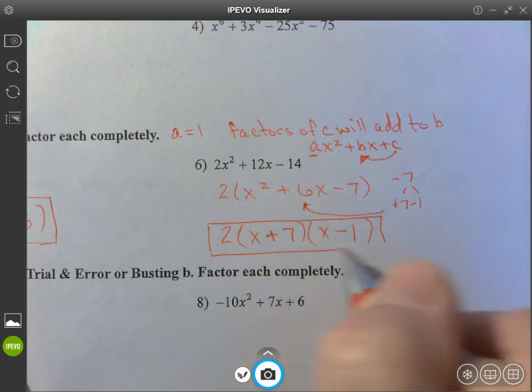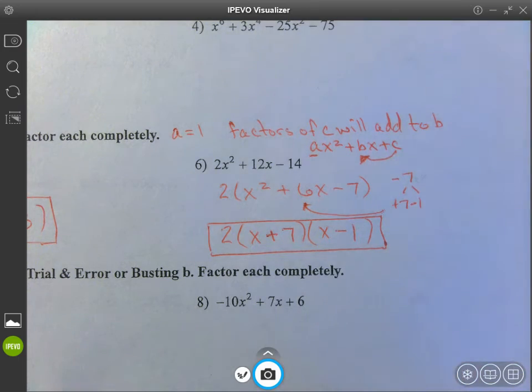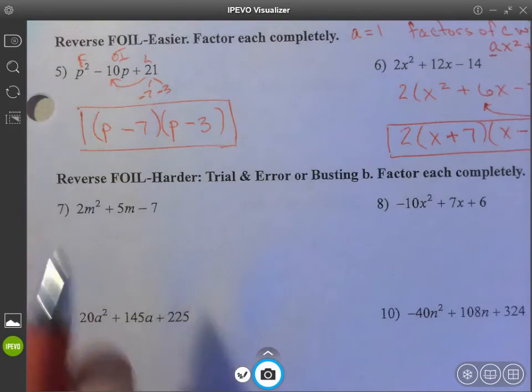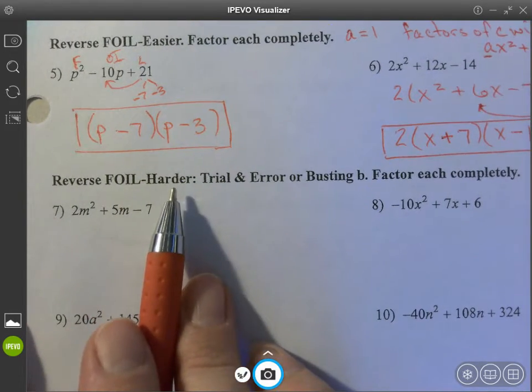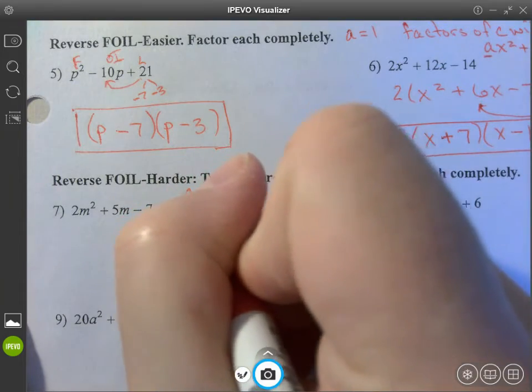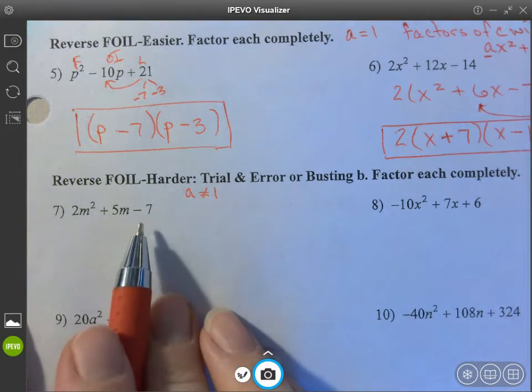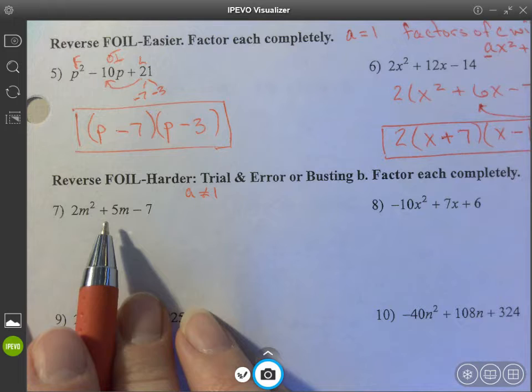Okay, now, this is where it gets harder. This is where I have to break out my pencil because now a is not 1. So the next set is your reverse FOIL and it's harder. Why is it harder? Because a is not 1. The factors of negative 7 will not add up to 5.